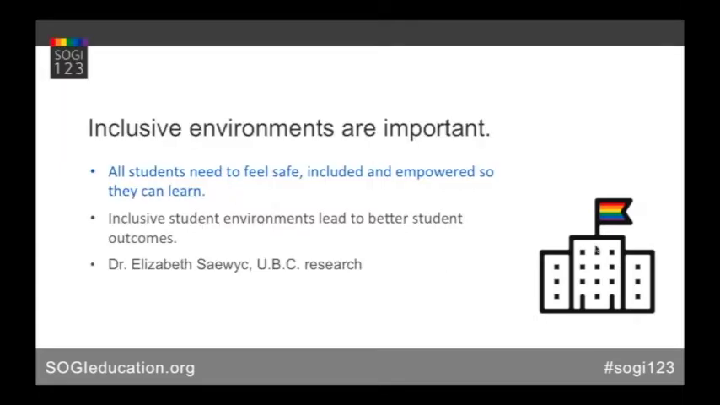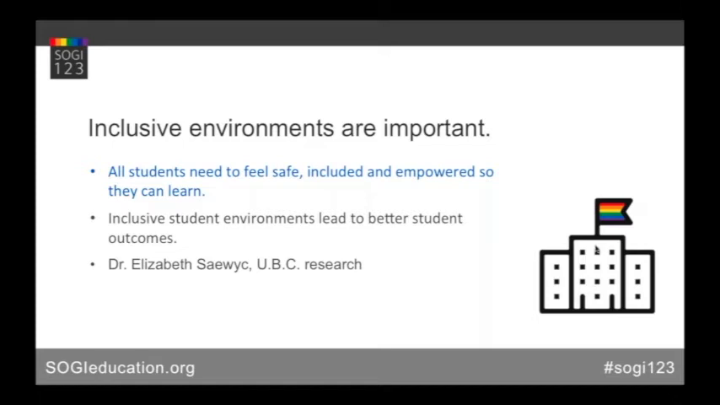Now, inclusive environments. How do we build those? That's a primary objective for all of us who are administrators, trying to build a welcoming and inclusive school for everyone who enters the building. I've had so many people say that it's tangible. As soon as you step into the front office, it's tangible for many people whether or not it's welcoming.